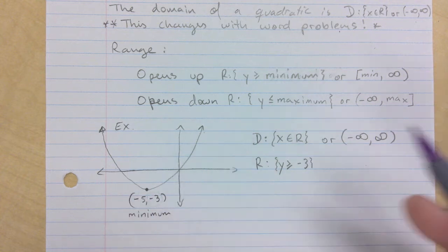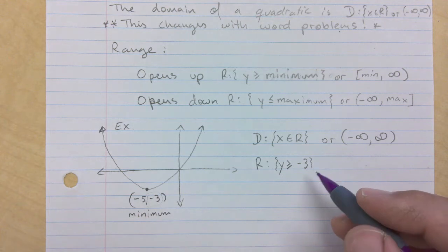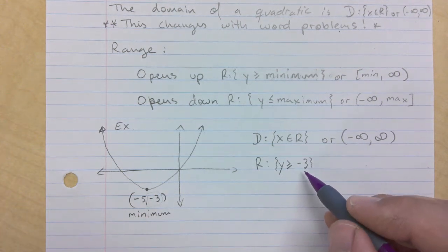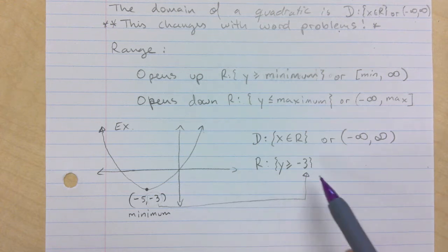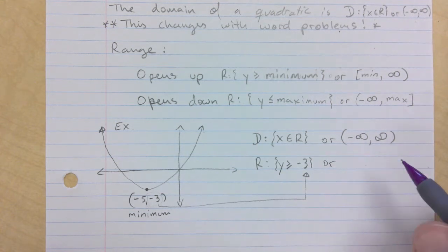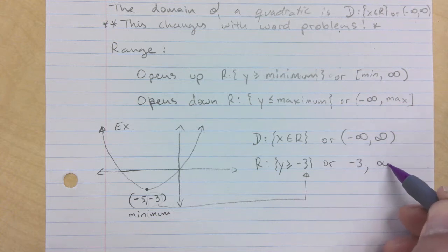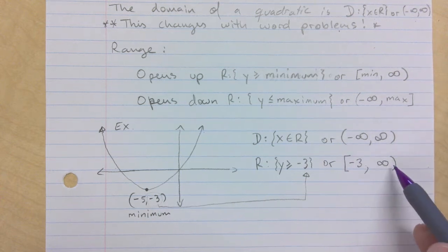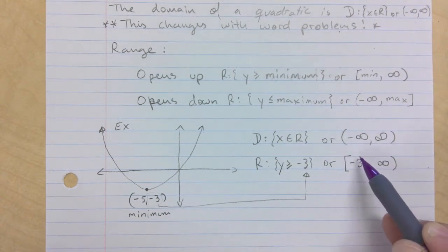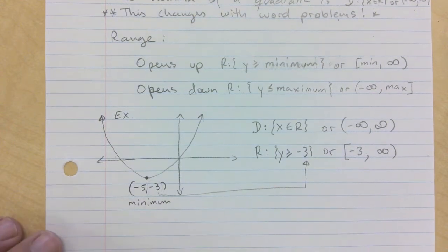We would consider this a minimum here because it's the lowest point. It's not the equation of the minimum, it's just the minimum point here, which is still the vertex. So it's essentially the y value of the vertex. Or you could also say you're starting at -3 and then you're going to infinity, because in interval notation, remember, you always start with the lowest and then go to the highest, okay? So there we go.